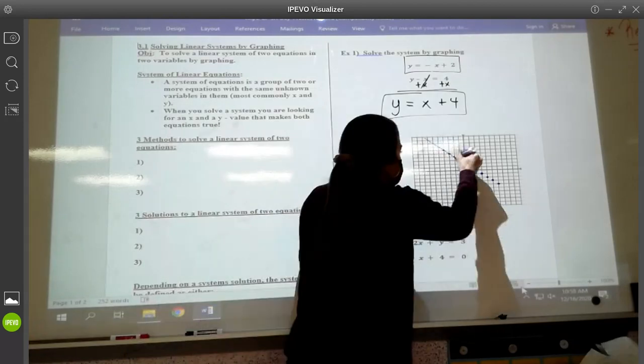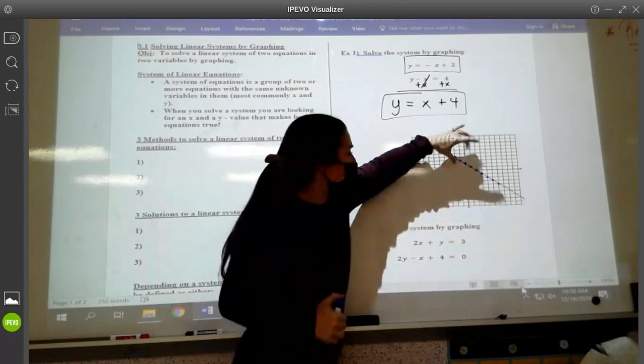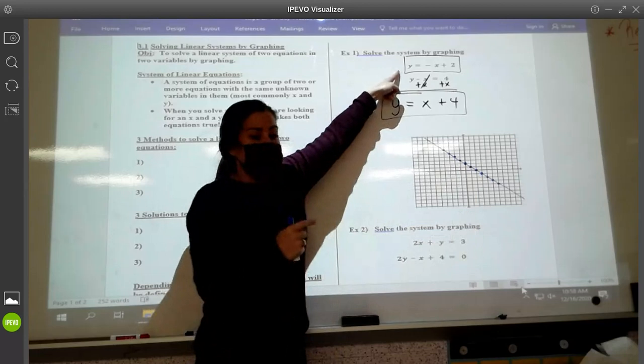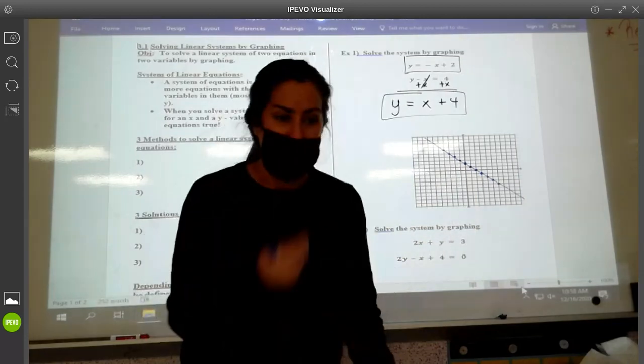All right, so guys, right now, what you've just done, every single x and y value on this line are the x and y values that make the top equation true. But I don't want the x and y values that just make the top equation true.